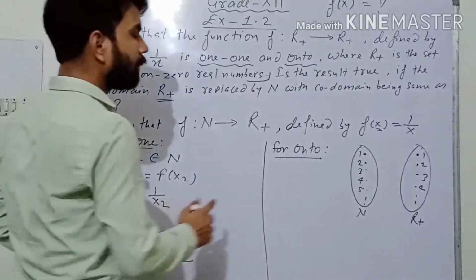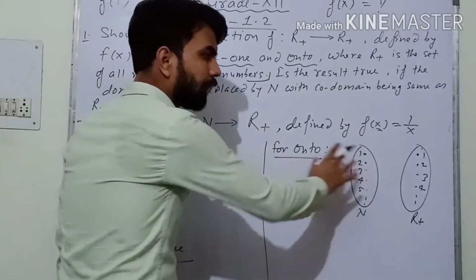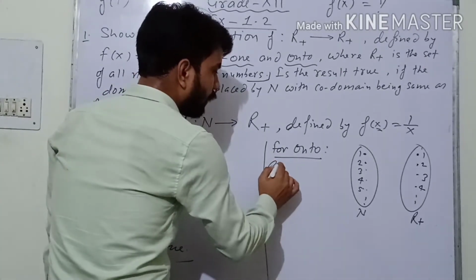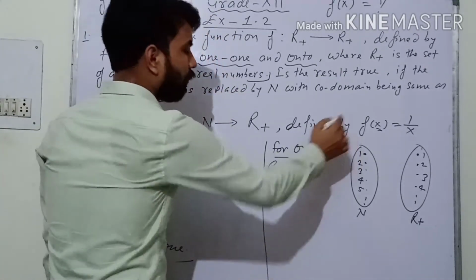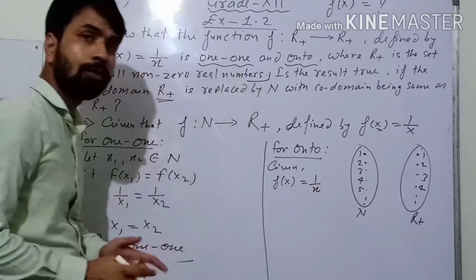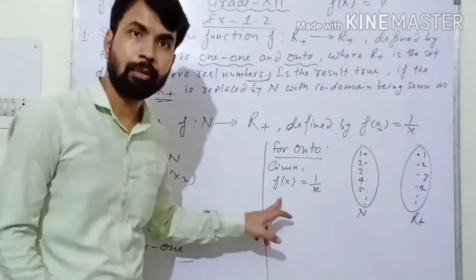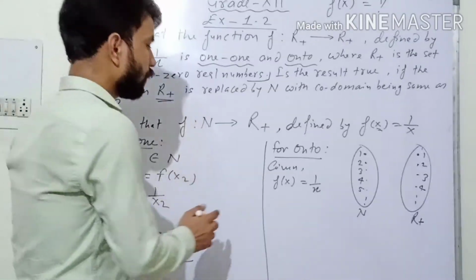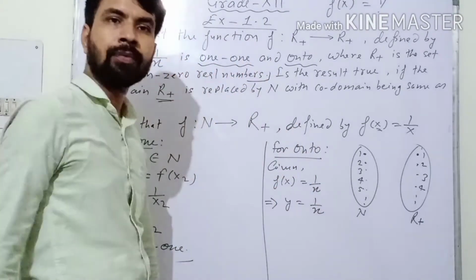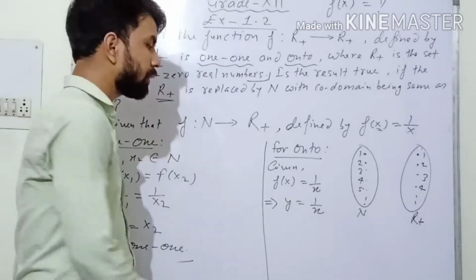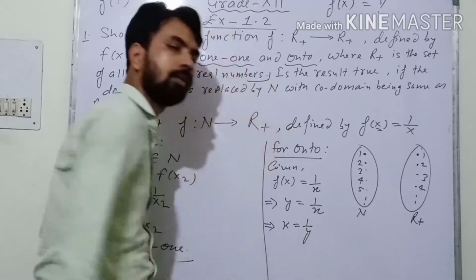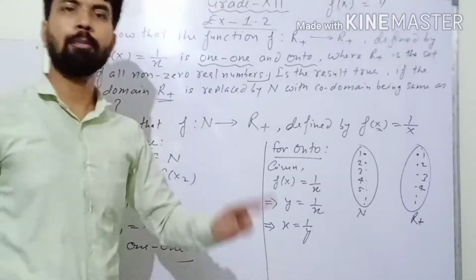So how can we prove that this function is onto or not? See, what is given? The function is given, f(x) equals 1 upon x. Or I told you, we will consider f(x) as y because the image is considered as y. So y equals 1 upon x. Now from here we can find the value of x. Then we can say that x equals 1 upon y. The value of x is 1 upon y.